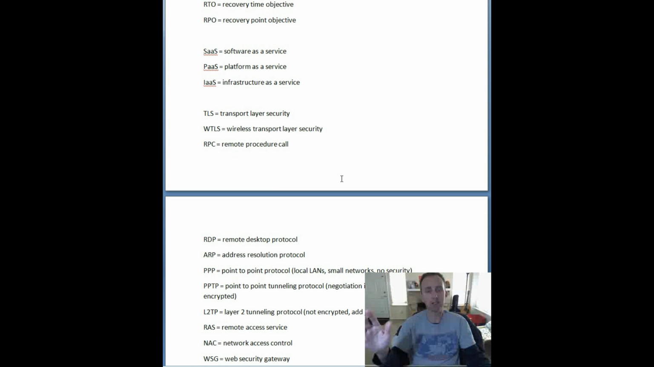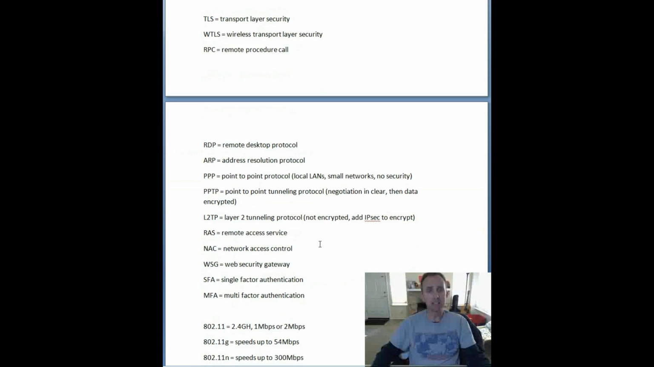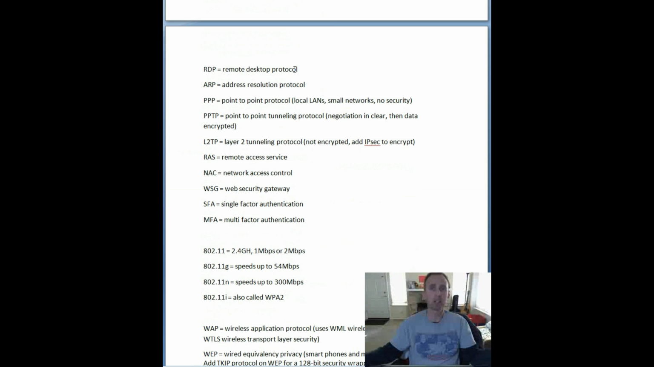This is not referring to wireless. This is just in general. And your RDP, your remote desktop protocol, is another one that they will mention a lot. It's not something you really want to have open. It will allow people to remotely control your desktop. Usually you want to close that off.